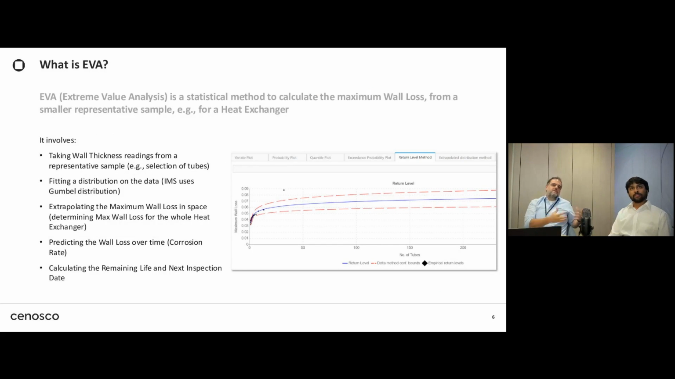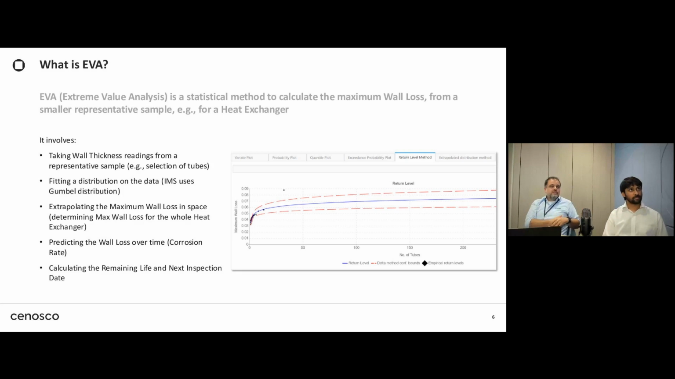So when we're talking about the EVA, right, it's an extreme value analysis. It's basically a statistical method to calculate the maximum wall loss. So it will look into one set of data. It will look at the last inspection, and based on that last inspection versus the nominal, will define what is the maximum wall loss for the tubes that have been inspected, and say, is that a smaller representative sample? That's quite important as well. And we're going to look into the stratification, how to get to that good representation.